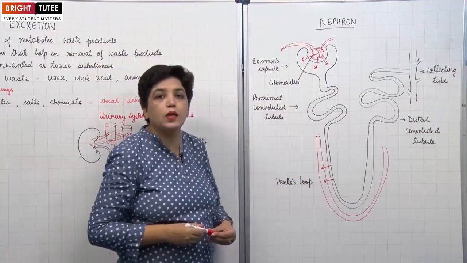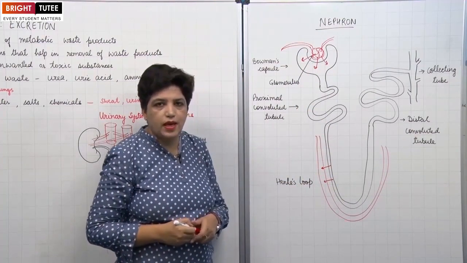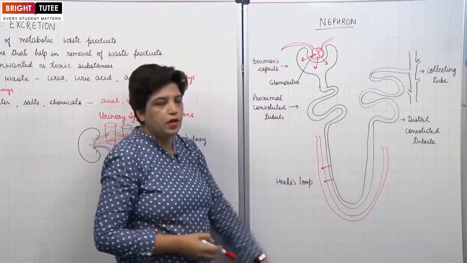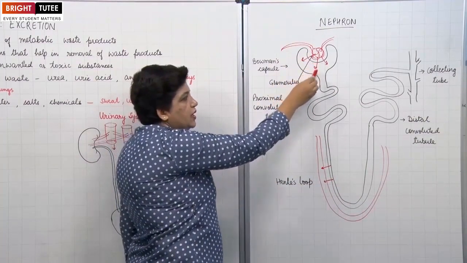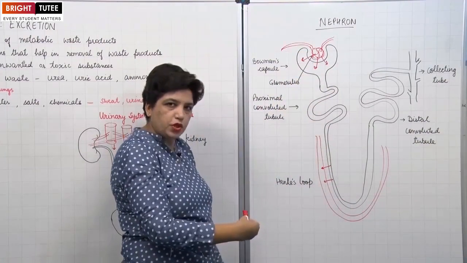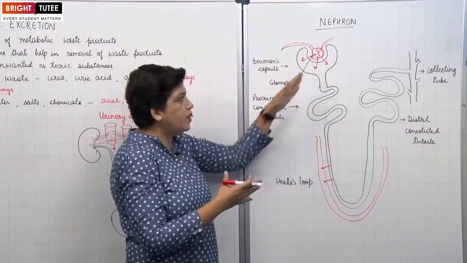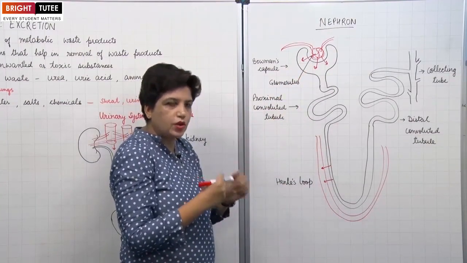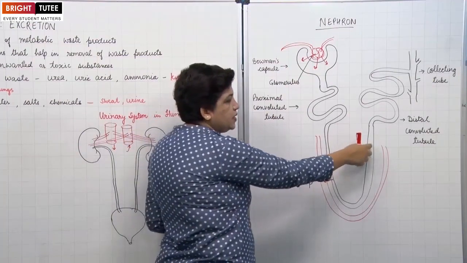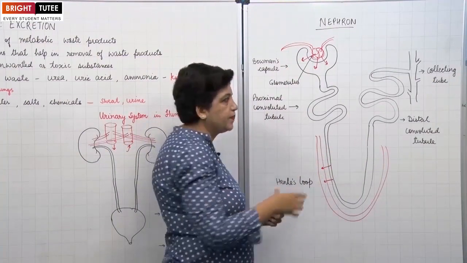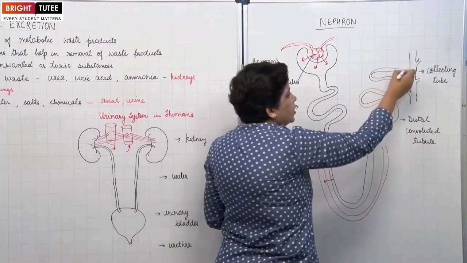As this filtrate travels through this pipe, the important ingredients which are required by the body, like glucose, amino acids, and maybe some water, are reabsorbed into the blood. So first step is filtration, second step is reabsorption. So the important things which got filtered from the glomerulus are reabsorbed back into the blood. Now what remains in the tubule is the urine, which contains all the waste products. That urine passes on to the collecting tube.